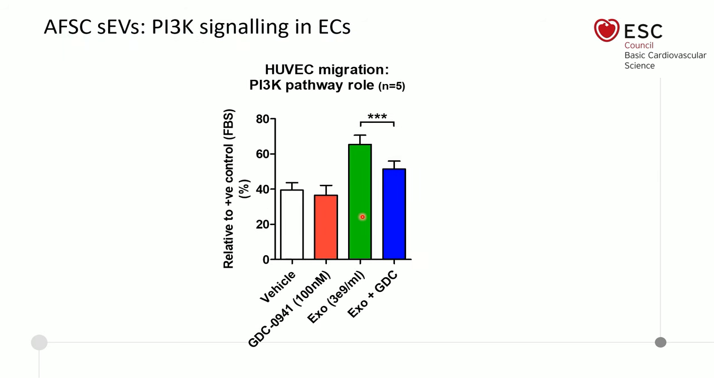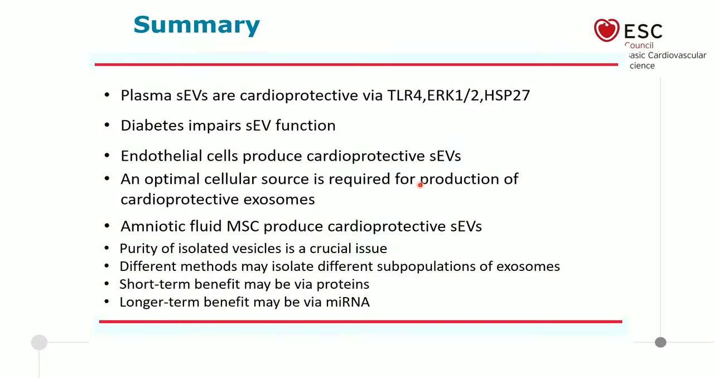And to look a bit at the mechanism, we used a PI3 kinase inhibitor here, which didn't have any effect on its own, but reduced the migration. So it seems to be some of these factors in combination are probably activating PI3 kinase and stimulating migration of the endothelial cells. So that work is still a work in progress. We're still looking at what the actual mechanism of protection of the AFSC exosomes is.